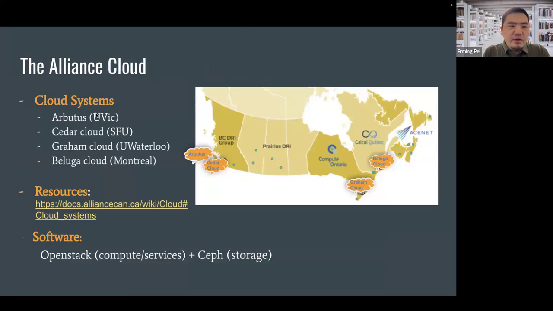So, in the Alliance Cloud, we have four cloud systems: Arbutus, Cedar Cloud, Graham Cloud, Blue Cloud. They are distributed in different regions. They are all on top of OpenStack and Ceph. OpenStack mainly for the compute and all kinds of services, and Ceph for storage specifically.